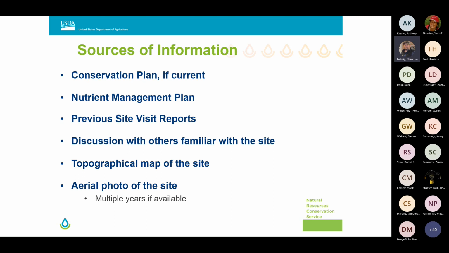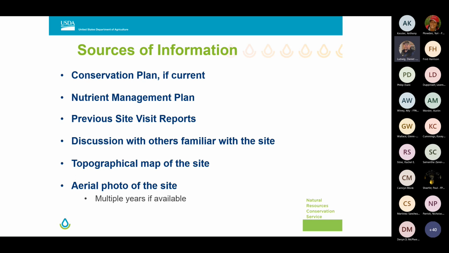Topo map. Can't stress enough, we need to know the topography of the site, which is going to allow us to know where it's feasible or can be feasible to do our practices. And the biggest one is aerial photos. I can't stress enough the importance of looking at aerial photos, especially multiple years. That'll allow you to see the history of what's going on, what kind of management that producer has used over the years, and what some of the limitations might be.